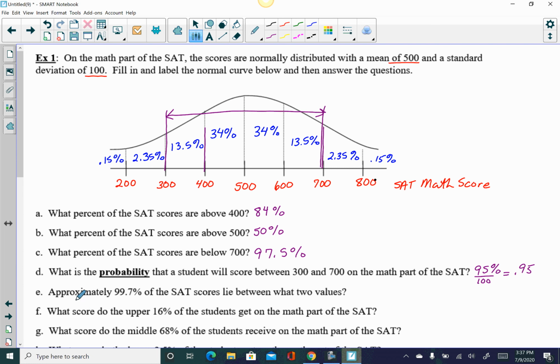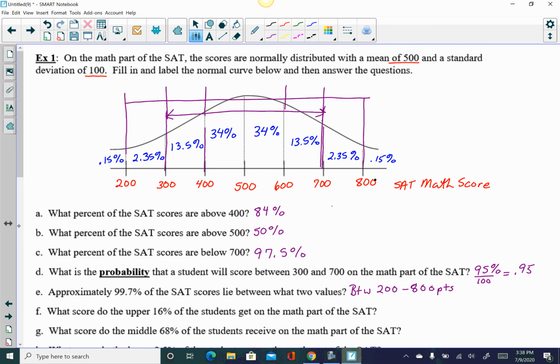In Part E, it says approximately 99.7% of the SAT scores lie between what two values. So always start in your mean, and you know that from here to here is 68%. From here to here we know is 95%. So once we add these two, that's how we land at our 99.7%. So that would be then between 200 and 800. Between 200 and 800 points.